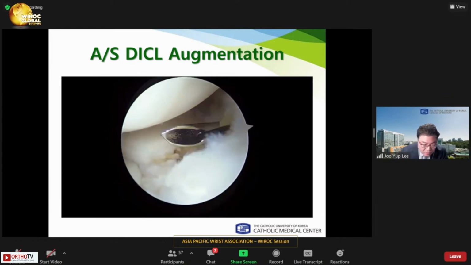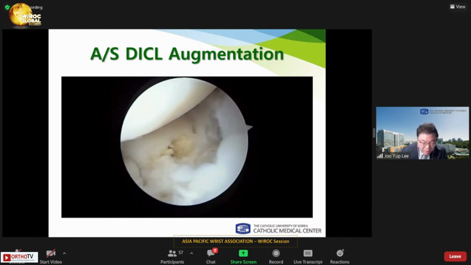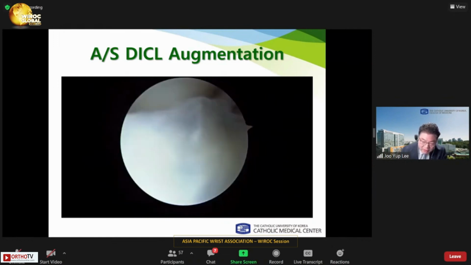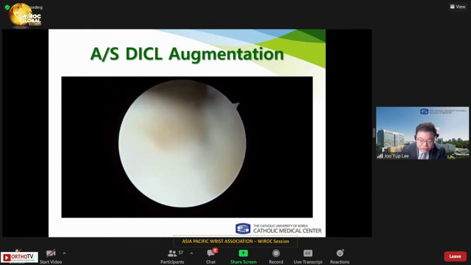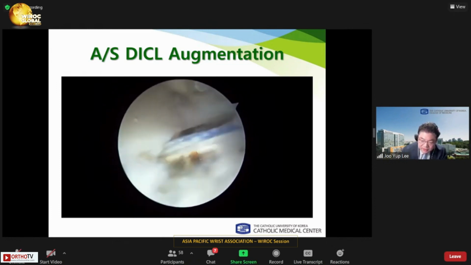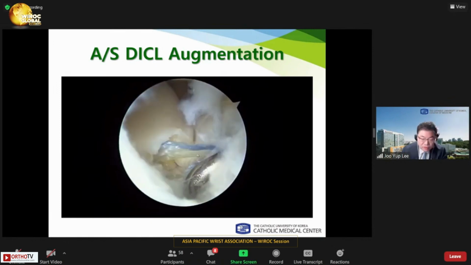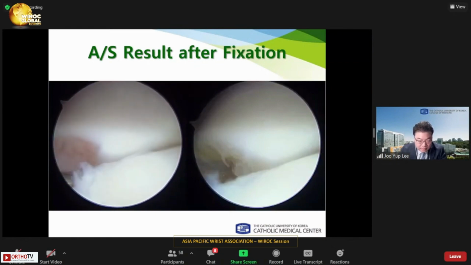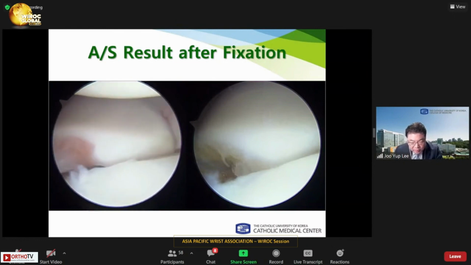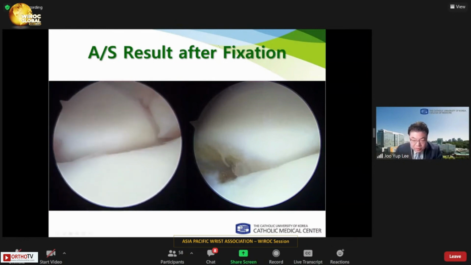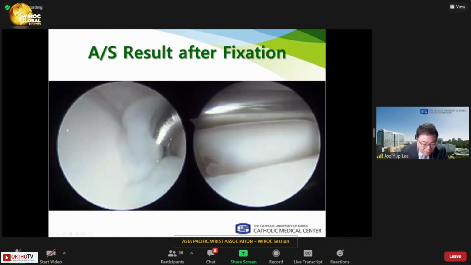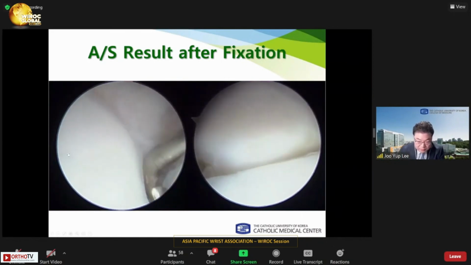The triquetral drill hole was made in the same manner. Then the suture lasso was introduced from the midcarpal ulnar portal and used to grab a portion of the dorsal scaphotriquetral ligament. And finally, suture anchors were placed in the scaphoid and triquetrum to tighten up the suture tape. As you can see, preoperatively, the lunotriquetral joint was unstable in this video, but it was stabilized after dorsal scaphotriquetral suture fixation.